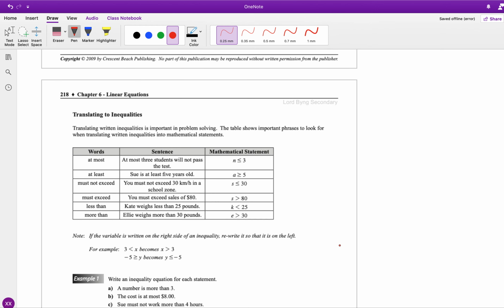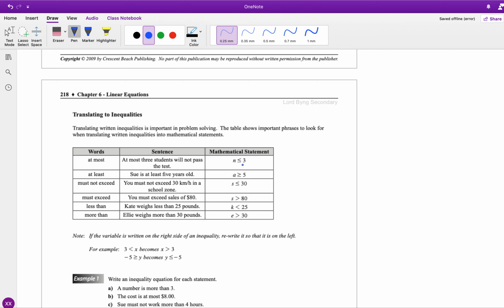Now, translating inequalities. This is the same as the practice that we did of translating any language into a mathematical language. So again, we're translating an English language into a mathematical language. So here we go. There's a word called at most. Now the sentence could say, at most, 3 students will not pass the test. So a mathematical statement, at most, means this number, the largest will be equal to 3.